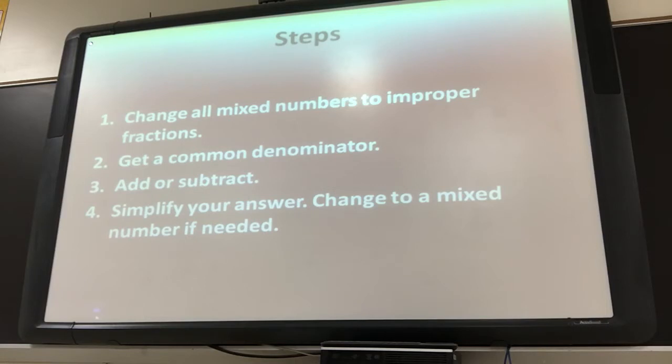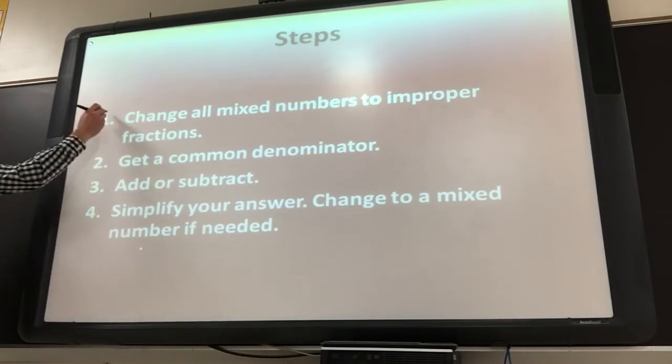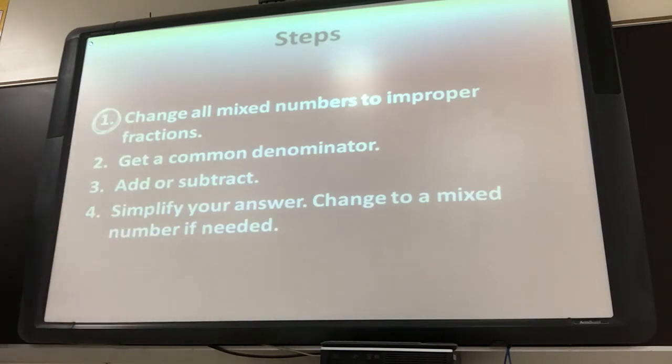And then we're going to do the same three steps we did yesterday. Get a common denominator, add or subtract the numerators, simplify your answer if you need to. And remember, simplify could mean either reduce it by dividing them by the same thing, or change your improper fraction back to a mixed number. But this step one, it doesn't matter what operation we're using, always do this whenever you see a mixed number. Change it to an improper fraction.